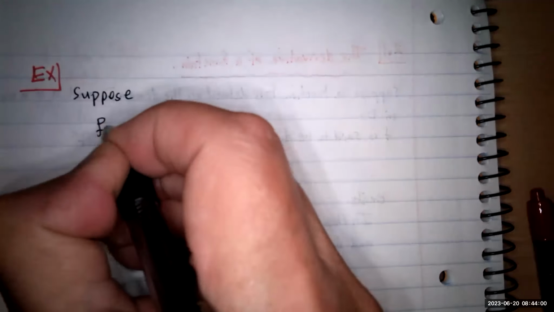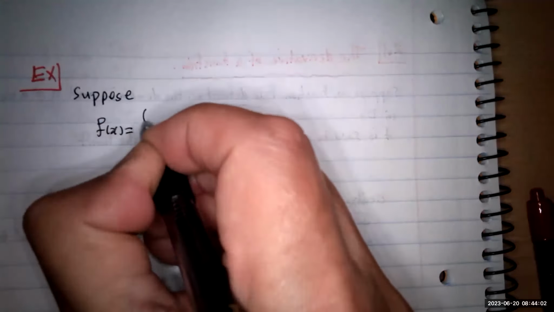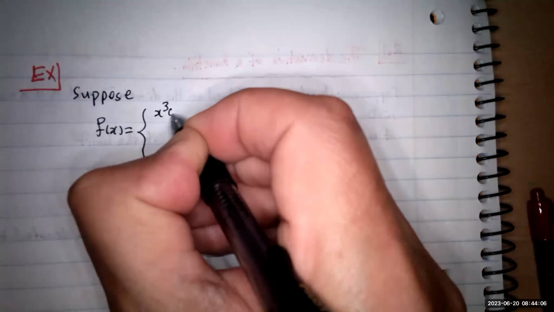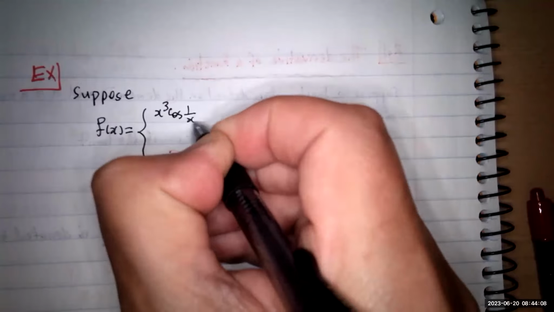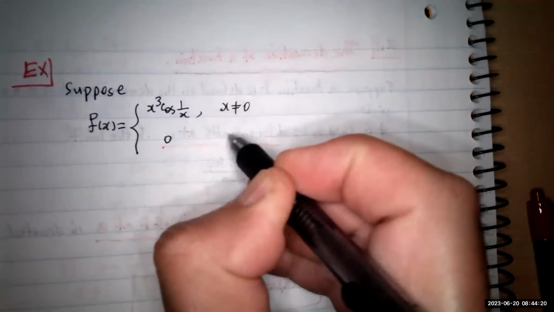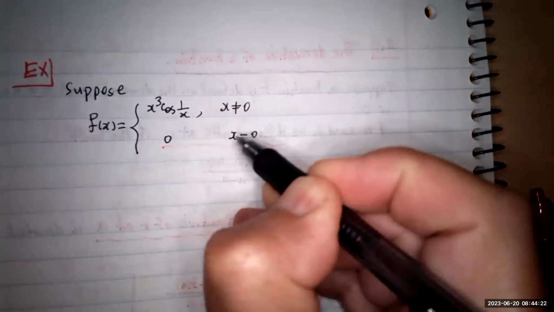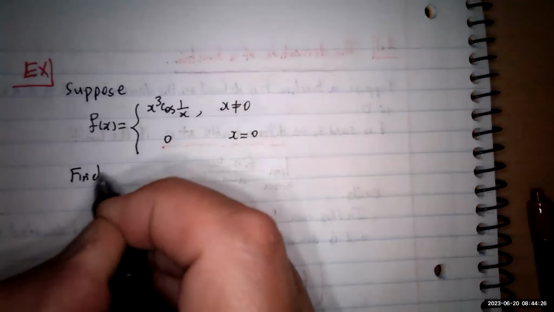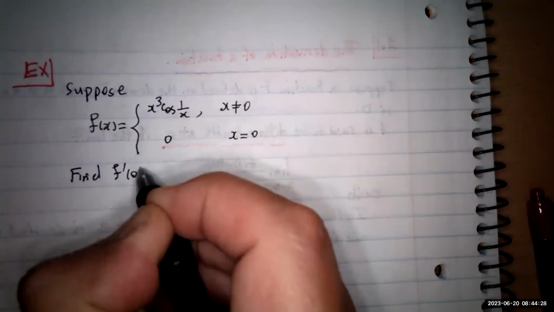Suppose f of x. It's a very popular problem. In calculus 2, we have another method to do it. But in calculus 1 and 3, you have to use this definition. You see, we have x cubed cosine of 1 over x. They give you either a cosine or a sine, nothing else for this problem. And we have 0 here when x is 0. Then they ask you to find f prime of 0. You see this problem?